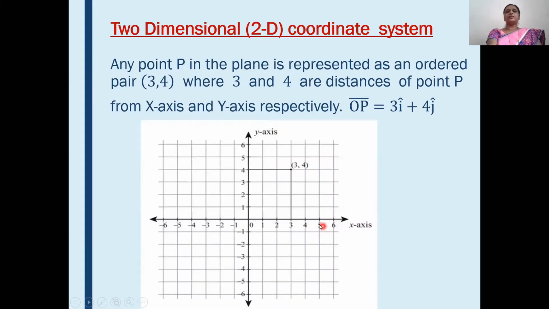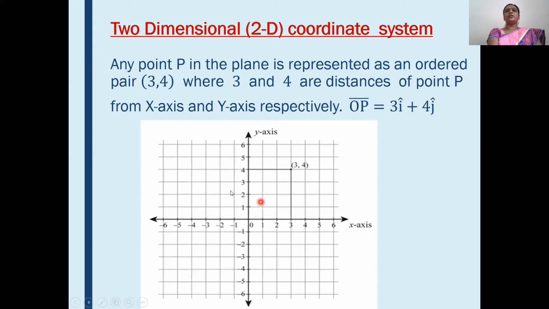Consider this x-axis, y-axis, and suppose this point (3, 4) is located in the first quadrant. What is meant by this x coordinate and y coordinate? If we draw the perpendicular from this point on the y-axis, we get the distance 3, that is the x coordinate of the point. And if we draw the perpendicular from this point on the x-axis, then we get this distance 4, which is the y coordinate of the point.